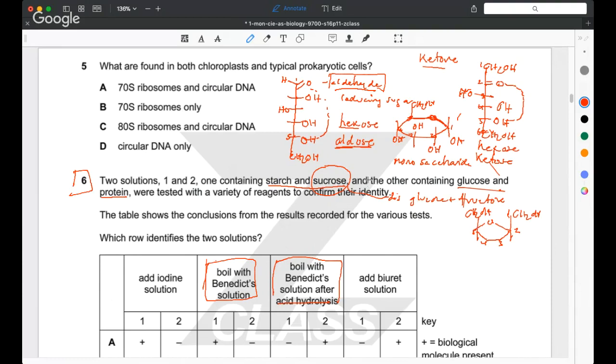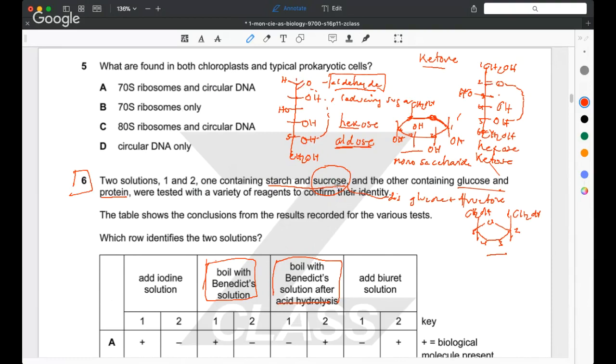And the point that I'm trying to make is that sucrose is a disaccharide between a glucose monosaccharide and a fructose monosaccharide. And both of those are reducing sugars, but when they're joined together, then these ketone and aldehyde groups are unavailable.